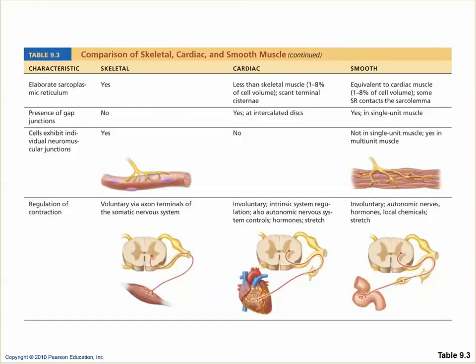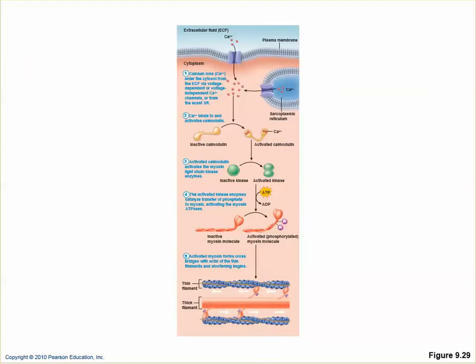We're not going to get too much into this. So calcium comes in, calmodulin becomes activated, which activates the kinase. The kinase causes ATP to become ADP, which then energizes the myosin head, which makes the cross bridge happen.